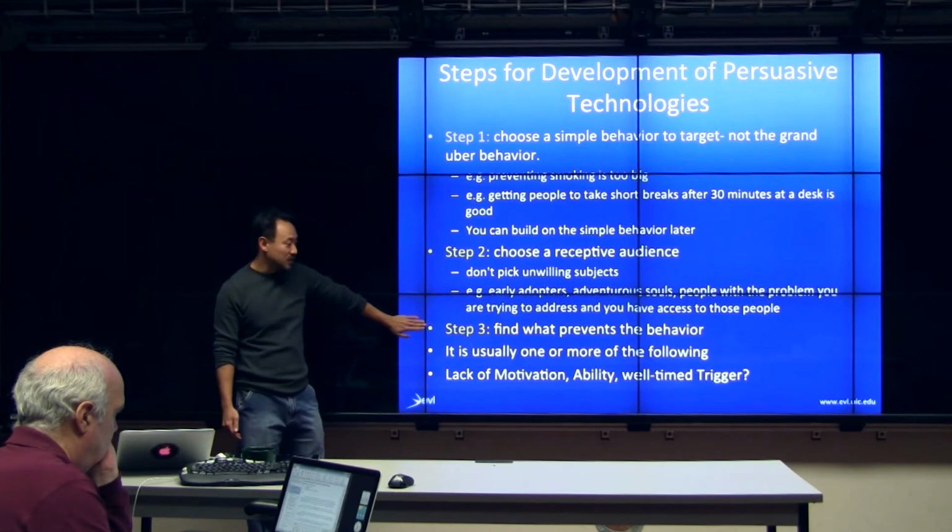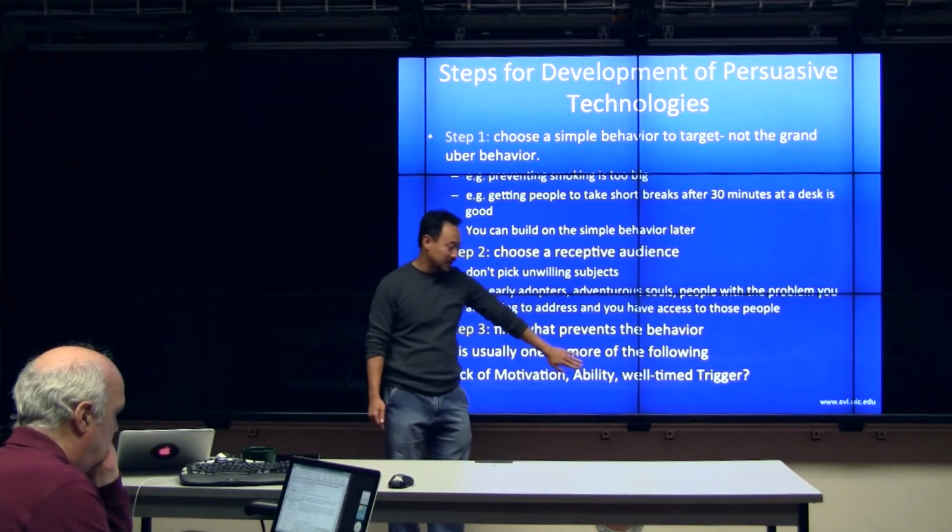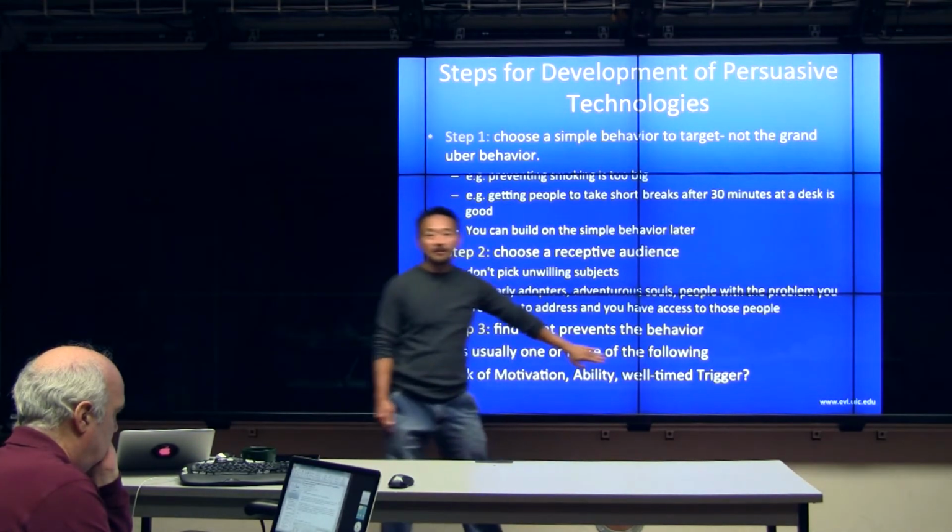Find what prevents the behavior, right? Are they missing motivation, ability, a well-timed trigger? Okay.